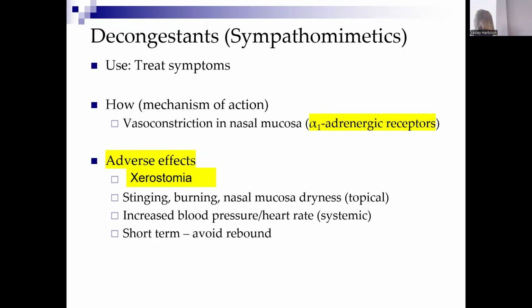Okay, so another category. We have antihistamines, mast cell stabilizers, the leukotriene drugs, and now we have the decongestants. Decongestants are sympathomimetic drugs. They treat symptoms. Mechanism of action: vasoconstriction in the nasal mucosa, so it works on the alpha-1 adrenergic receptor. Adverse effects here: it's not anticholinergic, but not everything that causes xerostomia is anticholinergic.